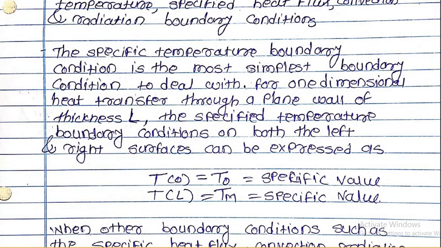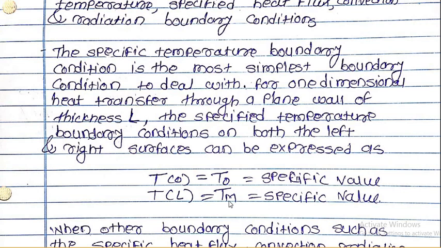So the specified temperature boundary condition is the simplest boundary condition to deal with, for one-dimensional heat transfer through a plane wall of thickness L. The specified temperature boundary condition on both the left and right surfaces can be expressed as: the temperature at thickness 0, that is at the start of the wall, at zero distance, is equal to T_0. So we have to specify that particular value at the inlet of the wall, and at the exit or the other surface of the wall, that is when thickness is equal to L.